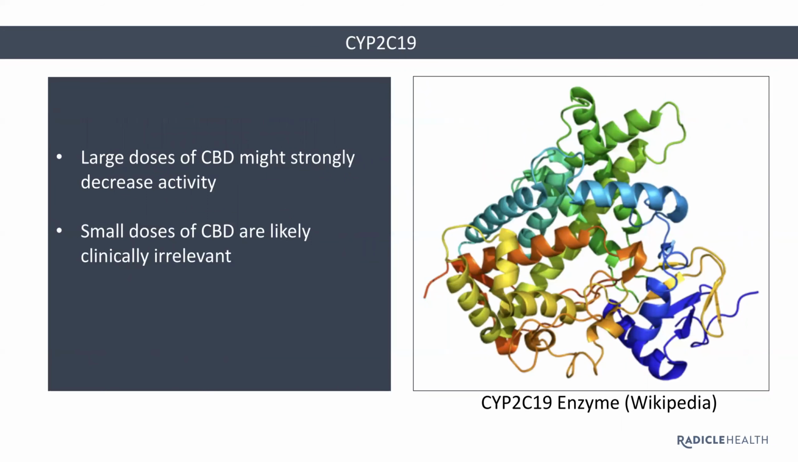With CYP2C19, we know that large doses of CBD might strongly decrease activity, and that small doses of CBD are likely clinically irrelevant. Again, it's very rare that I actually have to stop a cannabis treatment because of a drug-to-drug interaction. We can often adjust the dosages of the cannabinoids and or the medications they're on to help decrease those interactions we're seeing.